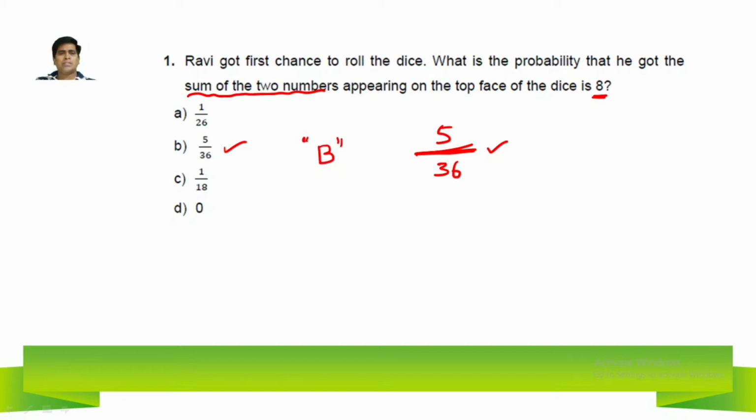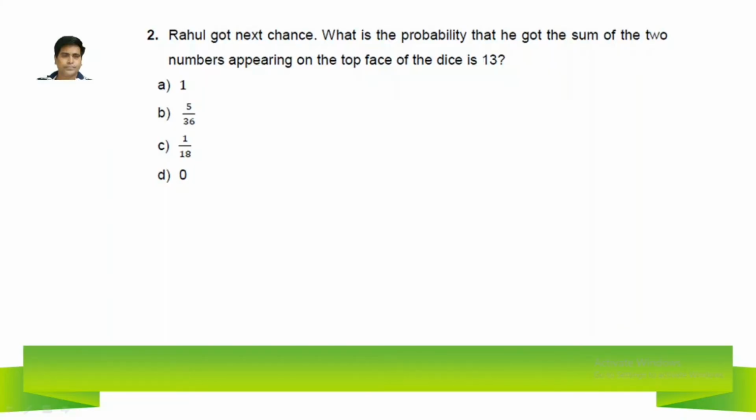So very simple sum. Only one thing you have to understand, that the sum of the two numbers appearing on the top face of the die should be 8. That is very, very important. Next we'll move to the next sum.